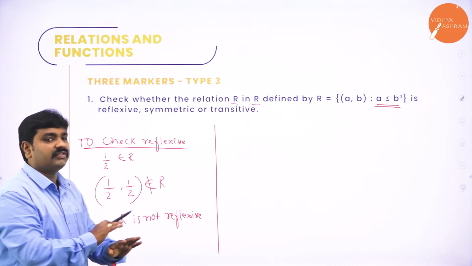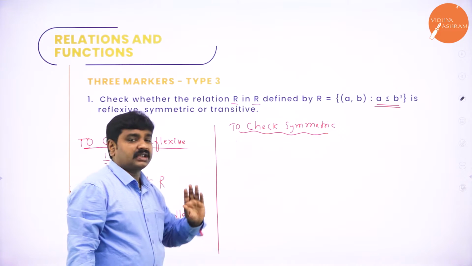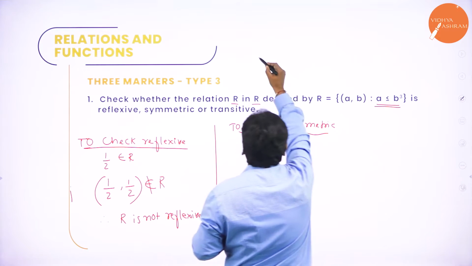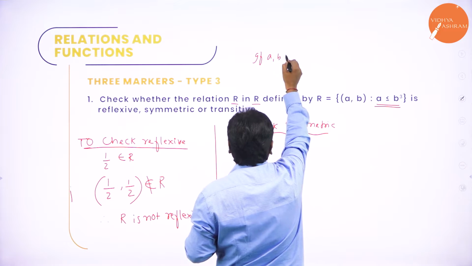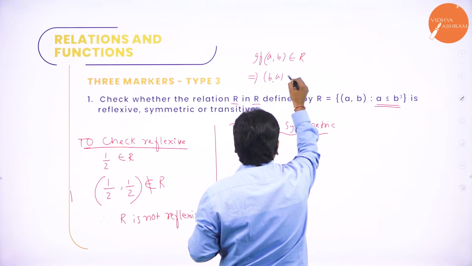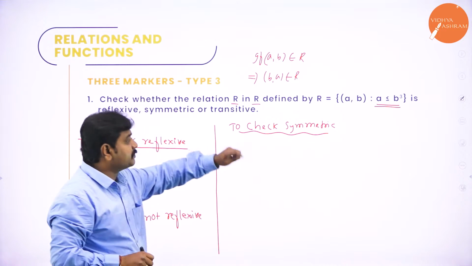If you write this enough, then to check symmetric. Now I will solve the problem to check symmetric. All of you know what is symmetric. If (a, b) belongs to R, if an ordered pair is present in the relation, it implies (b, a) should belong to R. If (a, b) is in the relation, then (b, a) should be in the relation, then I can conclude it is symmetric.